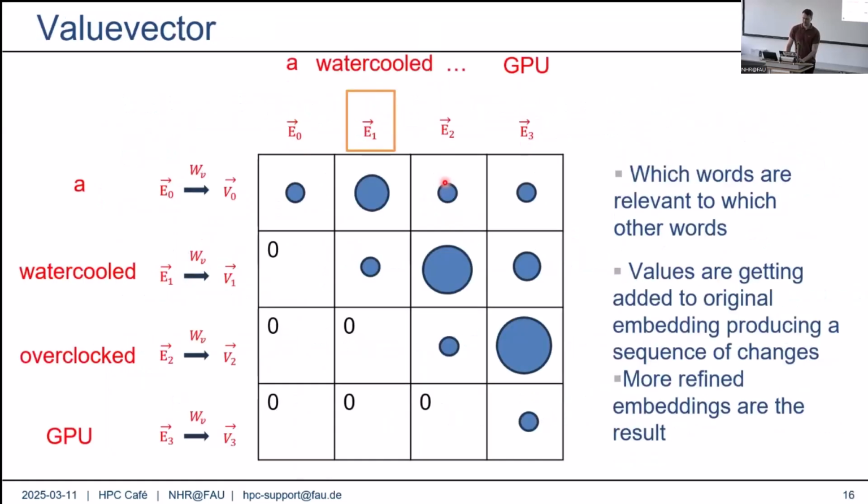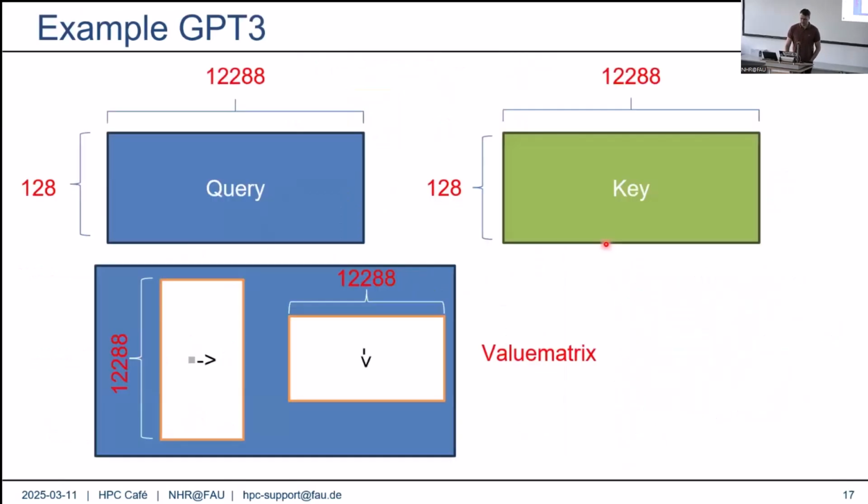This is what is computed here, and it will use the attention pattern to be computed. So the values are getting added to the original embedding and they produce a sequence of changes, and more refined embeddings are the result of this.